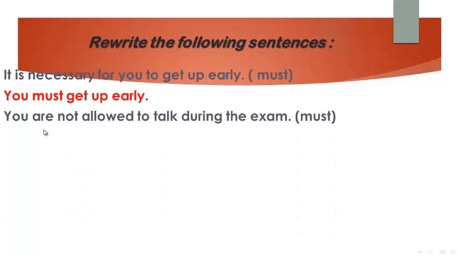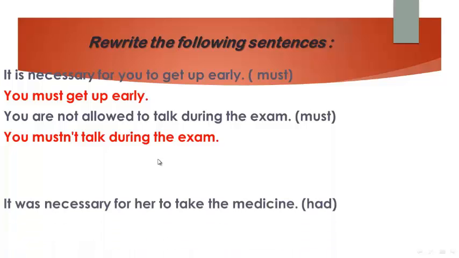Sentence number 2, you are not allowed to talk during the exam. For must here, we use must not. Yes, mustn't, to say that something is not allowed. Let's see. Great. You mustn't talk during the exam. It's not allowed at all.